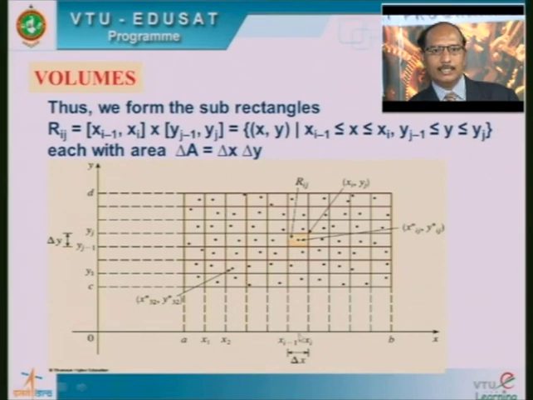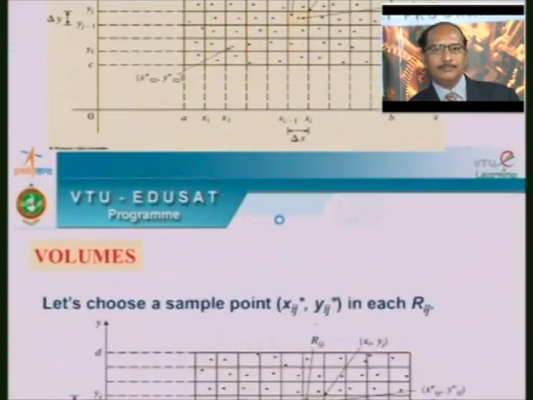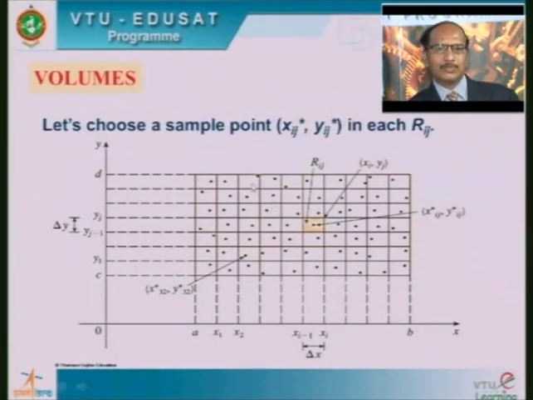Its area, length is delta x and width is delta y. So delta A is the area of the rectangle Rij. Next, again in the same picture, we choose a sample point xij star, yij star in each Rij. I considered Rij is any sub-rectangle. In that, we choose one sample point, that is xij star, yij star.